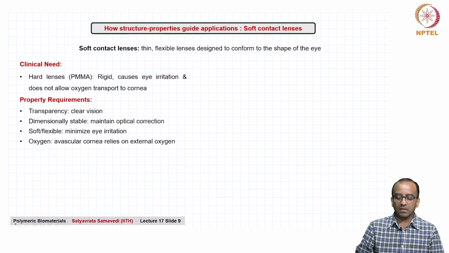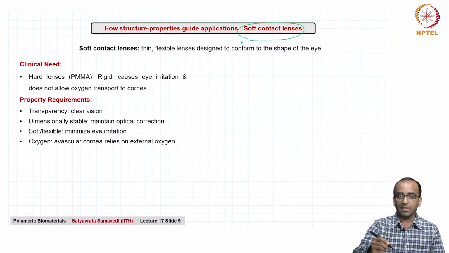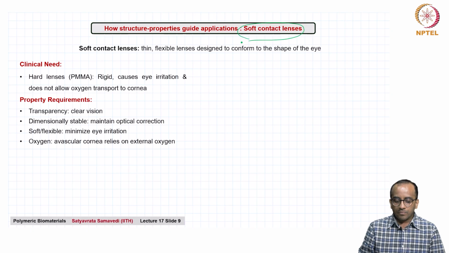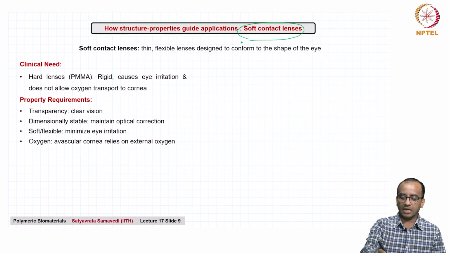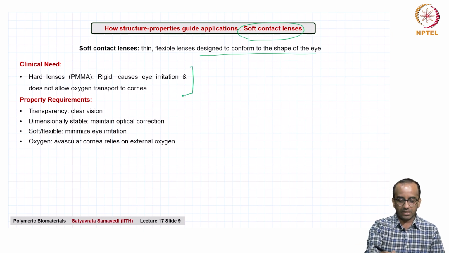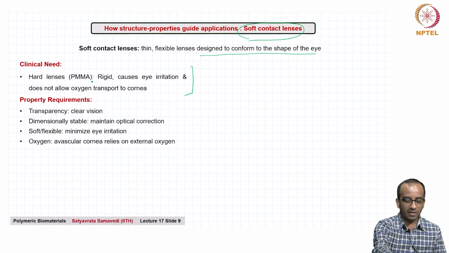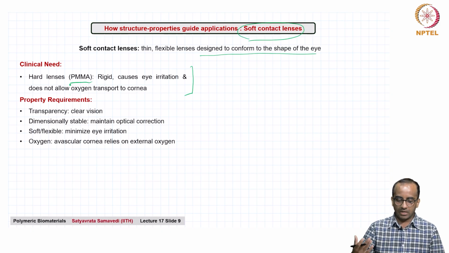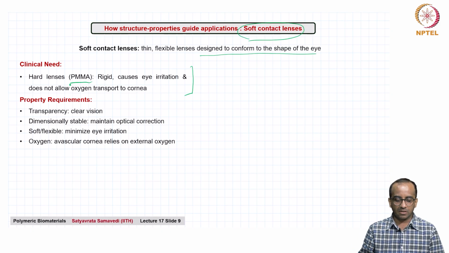We will next look at the example of soft contact lenses. Again, this is something we have looked at earlier. They are thin flexible lenses designed to conform to the shape of the eye. Now, the clinical need here is actually very interesting. The material that we saw on the previous slide, PMMA, was used as hard lenses, but because they are rigid, they cause eye irritation, and they do not allow oxygen transport to the cornea, they were not very useful.